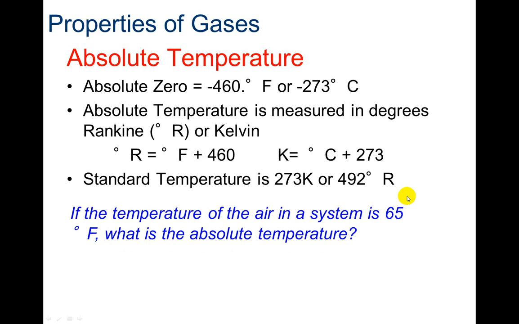All right, so if the temperature of the air in a system is 65 degrees Fahrenheit, what's the absolute temperature? We're just going to add 460 to get 525 degrees Rankine. So if I said, hey, it's 525 degrees Rankine outside today, nobody's really going to know what I'm talking about. So again, after I finish working with it, I would then subtract 460 to get degrees Fahrenheit again to express my answer.